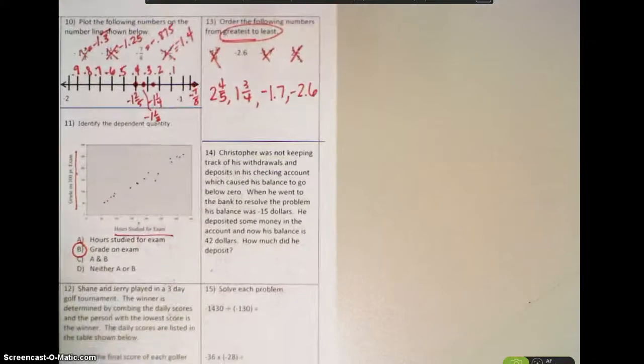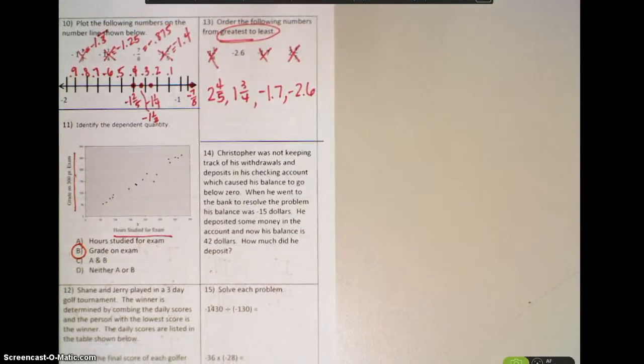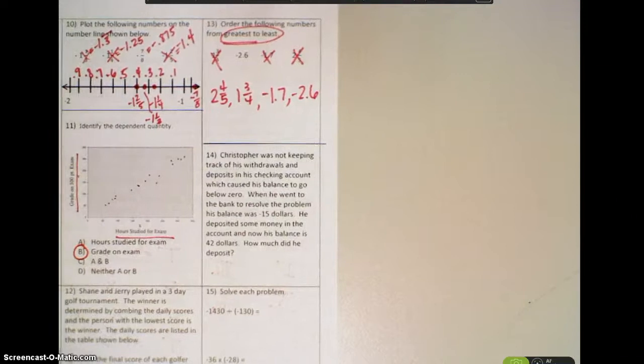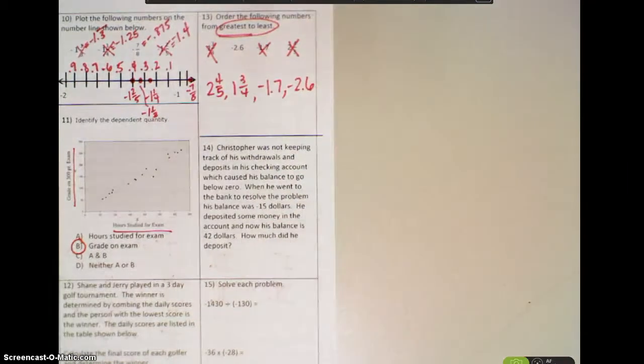Number 14, Christopher was not keeping track of his withdrawals and deposits in his checking account, which caused his balance to go below 0. When he went to the bank to resolve the problem, his balance was negative $15. He deposited some money in the account, and now his balance is $42. How much did he deposit? So I am going to do 42 minus negative 15 to find the difference between the two, because he had to cover his negative 15 to 0 and then added another 42.